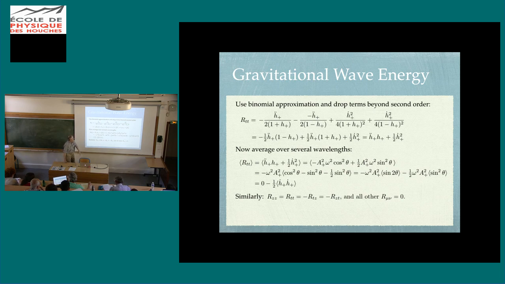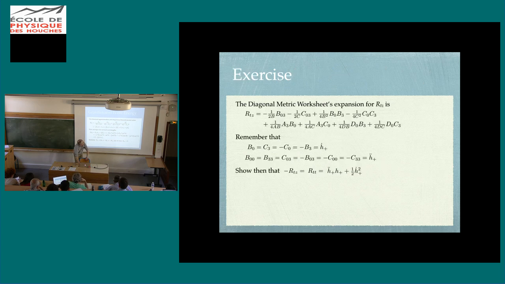Okay? And now I'm going to average over a couple of wavelengths. So I expand out what this thing is, and the average of this part is going to be 0, but the average of this part is not going to be 0. And so I'm left with this, and that is then the R_TT component. You can do the same thing with the other components, and you'll find those results. It's not very difficult to do, particularly with the diagonal metric worksheet.